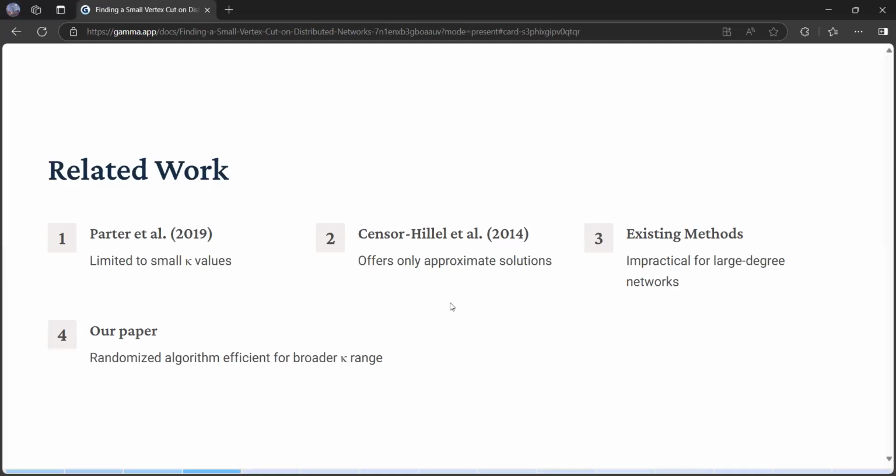So where does our work come in? Our contribution is a randomized algorithm that is efficient for a broader range of k values, bridging the gap between exact and approximate solutions.